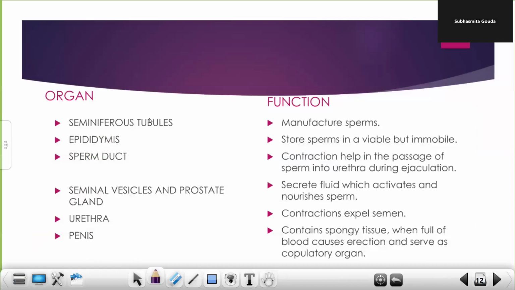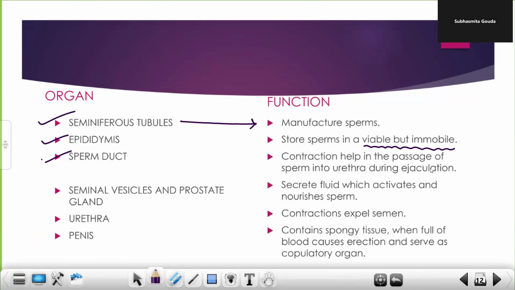Now we will discuss the functions. First one is the seminiferous tubules. In seminiferous tubules, the sperms are manufactured. Next, the epididymis. Here the sperm is stored, viable but immobile. It means the sperm cells are alive and capable of fertilization, but they are not actively moving here. And next one is the sperm duct. The sperm duct contracts to help move the sperm into the urethra during ejaculation.